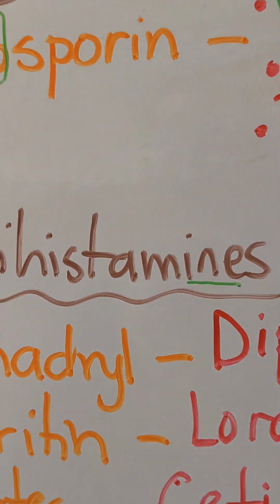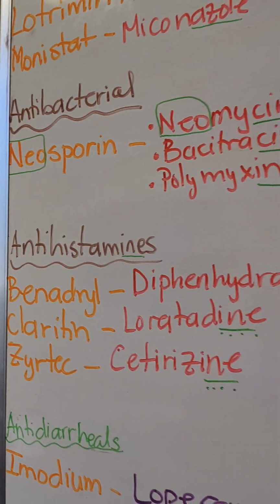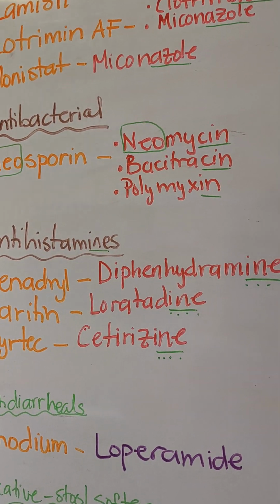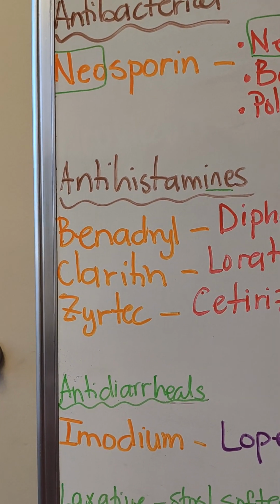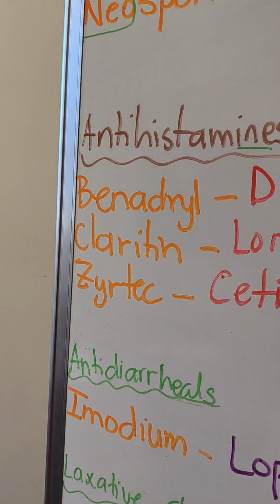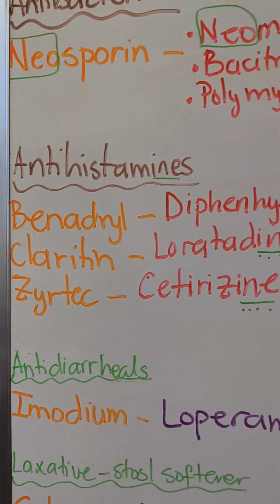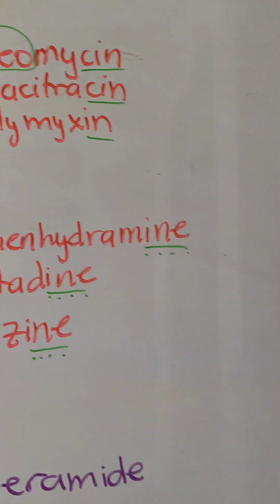Next, we're doing the antihistamines. Antihistamines are these medications that you take when you have allergies, okay? The first one, a very well-known one, is Benadryl. Next, we have Claritin and Zyrtec. Benadryl is diphenhydramine.